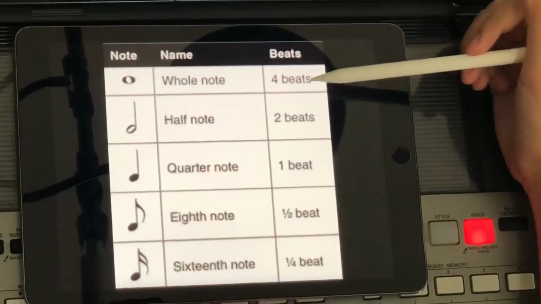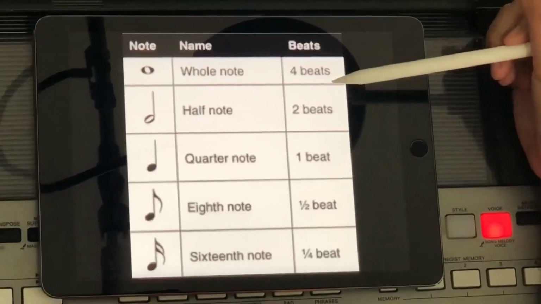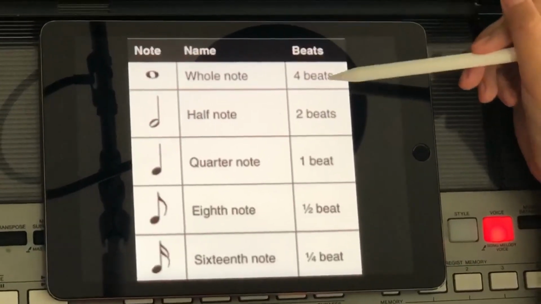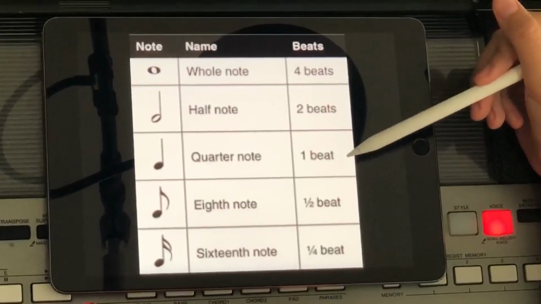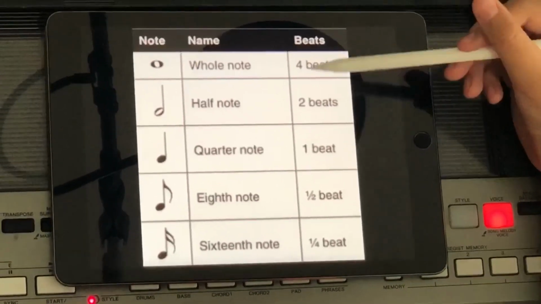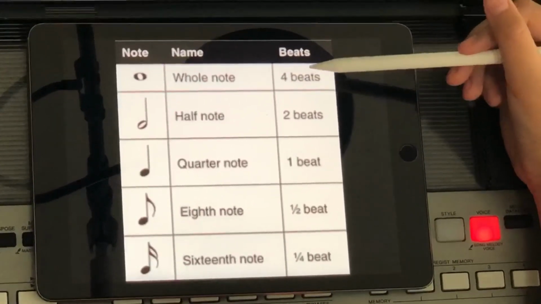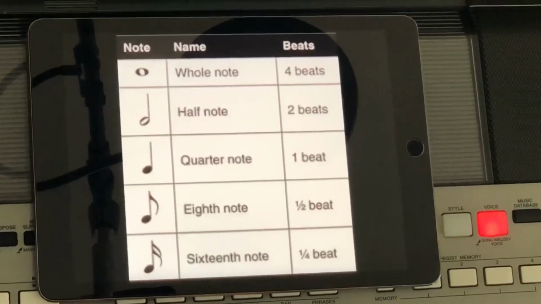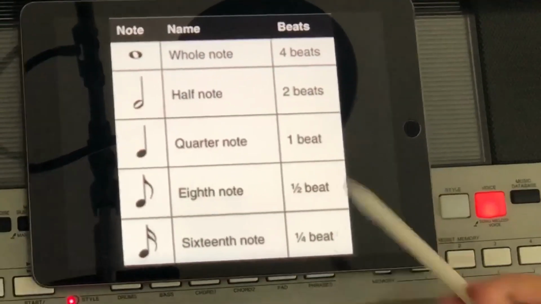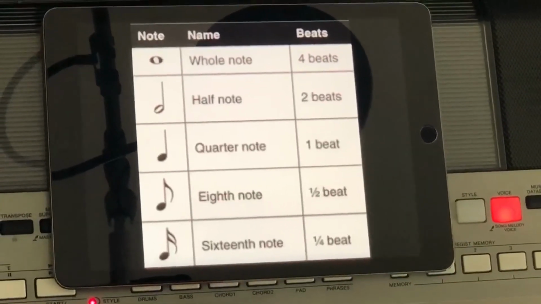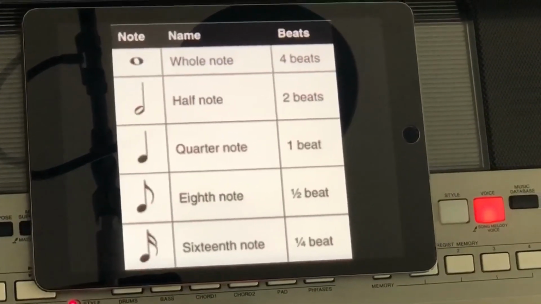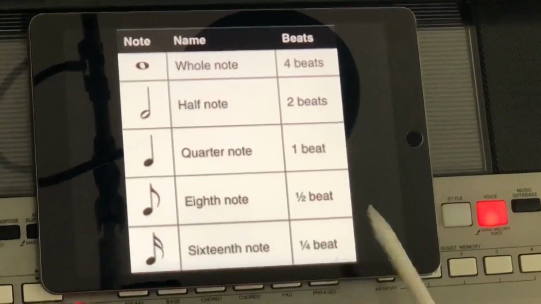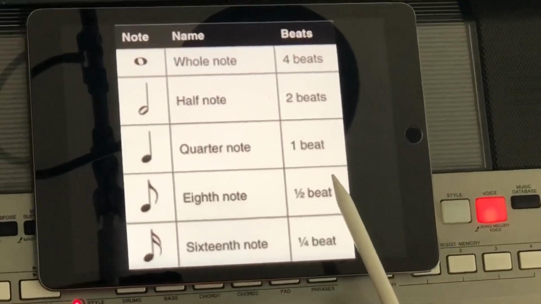If we look at this table, it will tell us about the different types of notes: 4 beats, 2 beats, and 1 beat. These are the 3 main beats we'll be focusing on in this video. To play 4 beats, we will count like this: 1, 2, 3, 4. To play 2 beats, we will play it like this: 1, 2. And to play a quarter note, or 1 beat, we will play it like this.